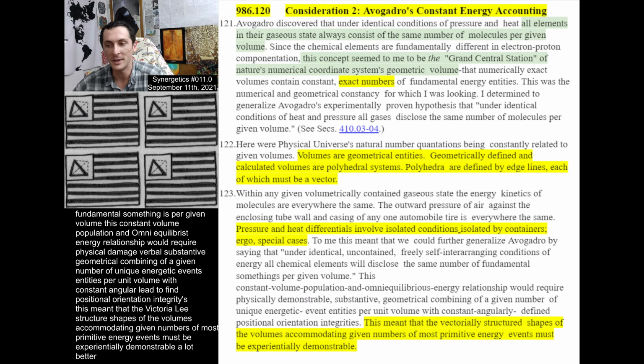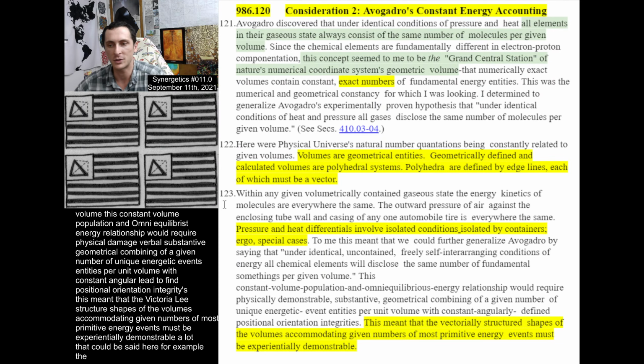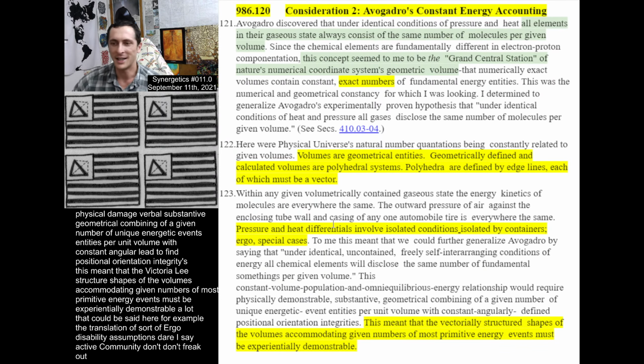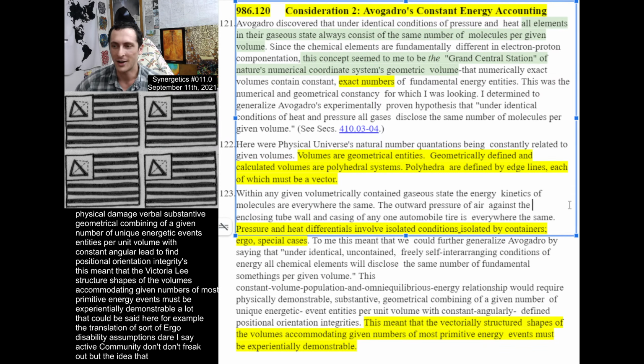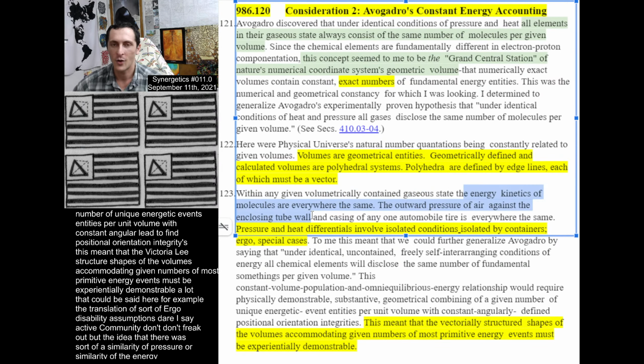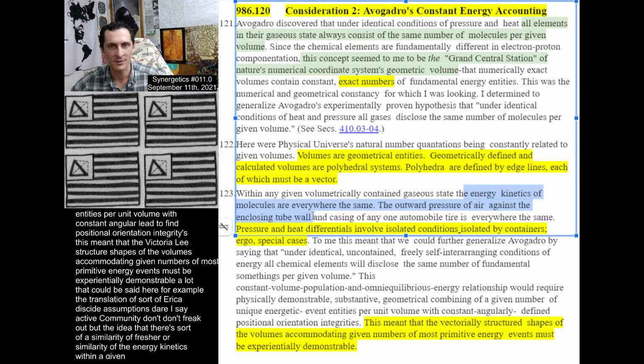A lot could be said here, for example, the translation of sort of ergodicity assumptions, dare I say, active community, don't freak out. But the idea that there's sort of a similarity of pressure or a similarity of the energy kinetics within a given system defined.